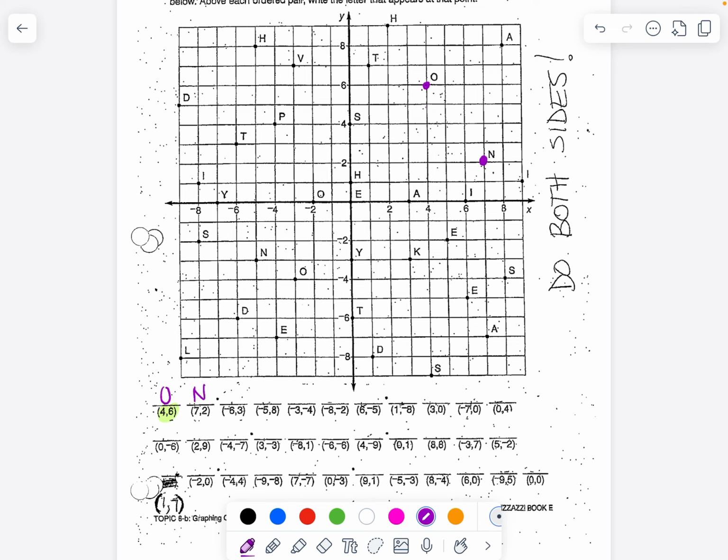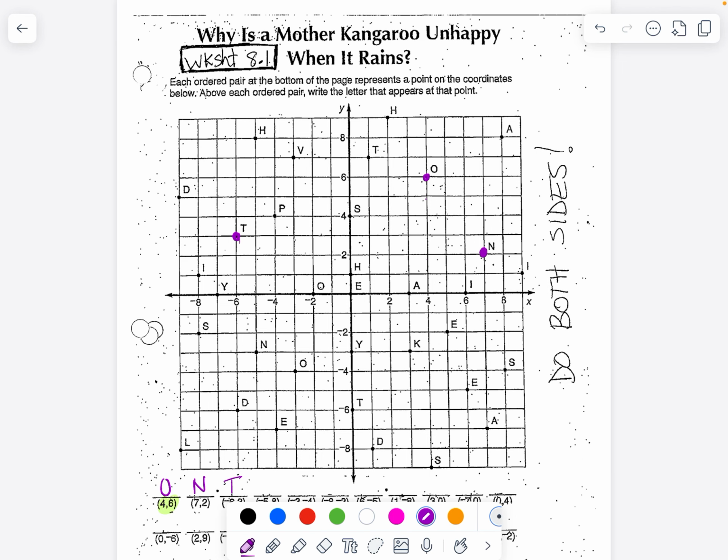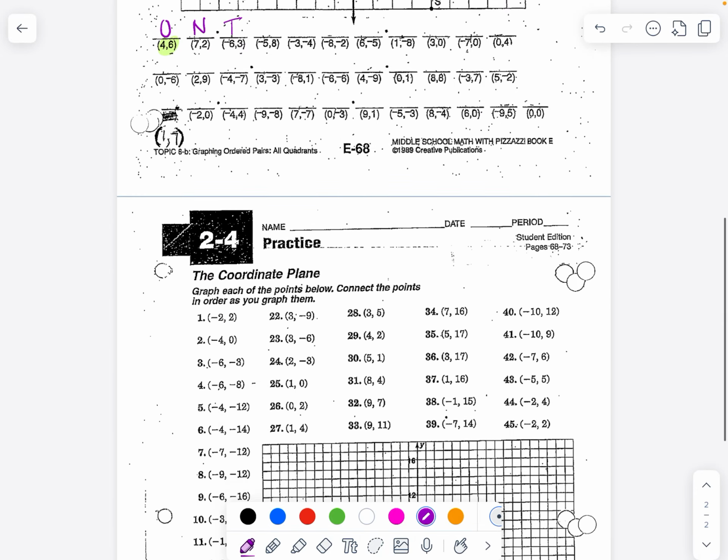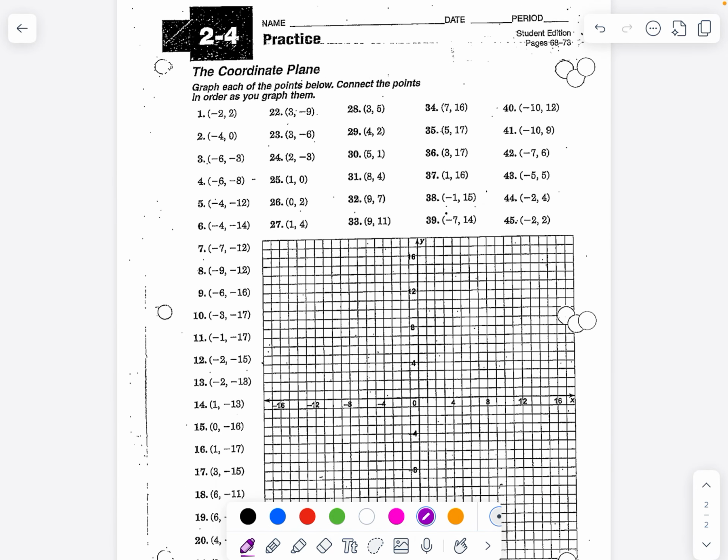All right, I'm going to do one more with you because I want to do one that has a negative. So the next one says -6, +3. So again, put your pencil right at the origin, right at the 0, 0. Move left 6 spaces, and then go up 3. And you'd be up here at point T. All right, I'm going to have you finish the rest of those. So find the letter that corresponds to the ordered pair, and you will have answered the riddle at the top of the paper.